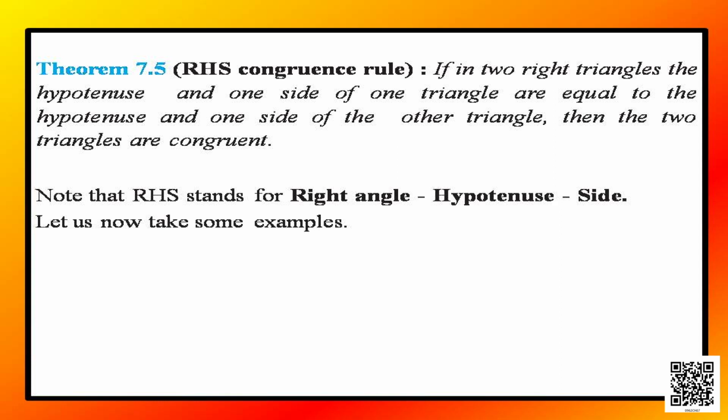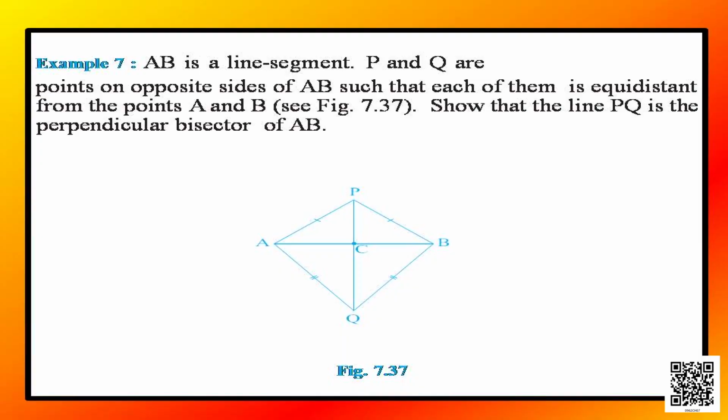Let us now take some examples. Okay. So, students, let us discuss example 7. It says AB is a line segment, P and Q are points on opposite sides of AB such that each of them is equidistant from the points A and B. Show that the line PQ is the perpendicular bisector of AB.